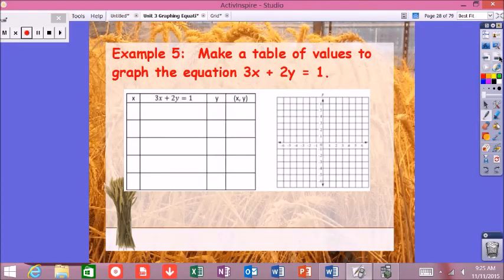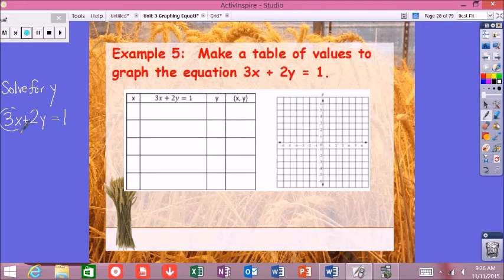Thanks. Example number 5 is another equation that's written in standard form. So I think it would be worthy of our time to go ahead and solve this for y. We're going to have some fractions, but you know what? It's okay. We can make it together. So we're going to take this equation. We're going to solve it for y.